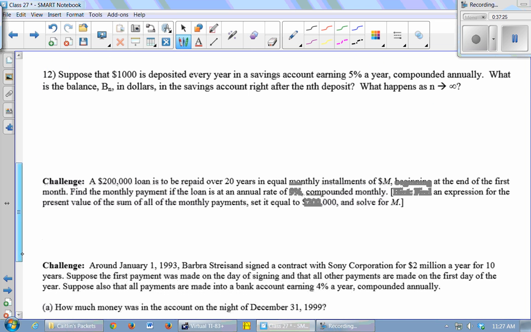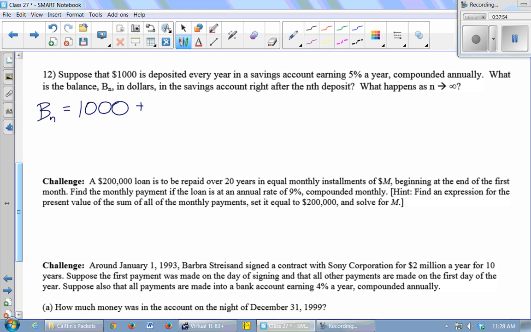All right, last example. Suppose you put $1,000 every year into a savings account that earns 5% a year compounded annually. What is the balance in the savings account right after the nth deposit? All right, so B sub n. So let's say this morning I stopped at the bank and put in my $1,000. So that $1,000 hasn't earned any interest. So it's just in there as the last deposit.